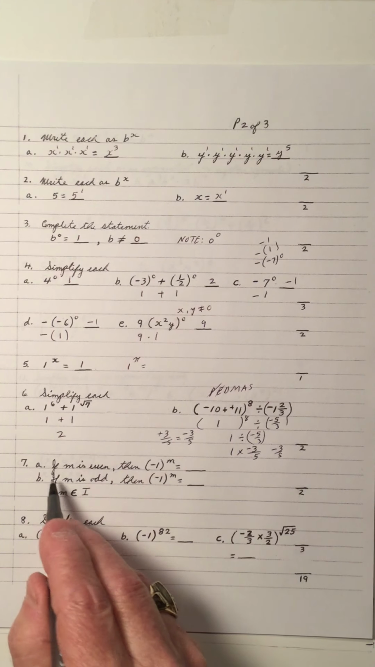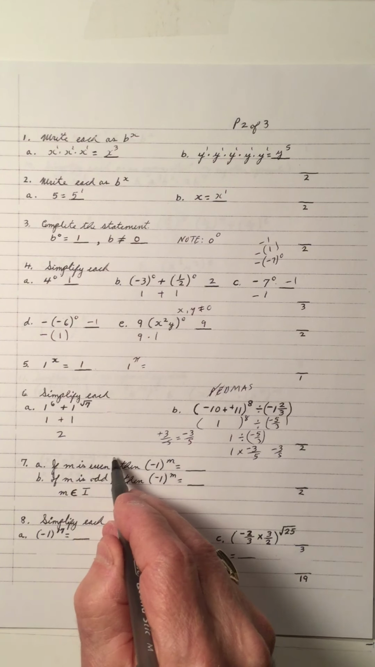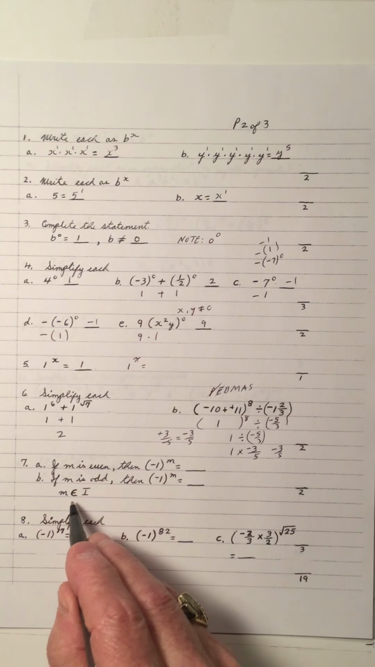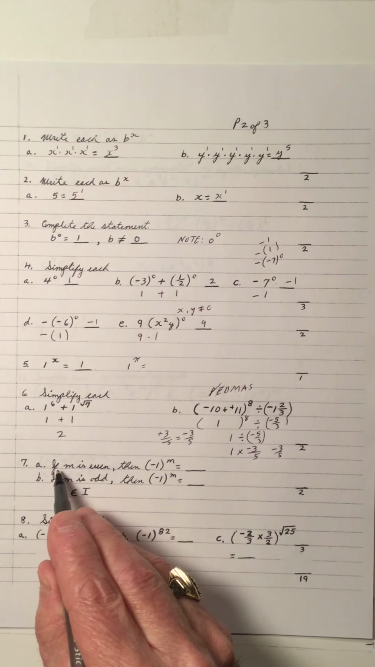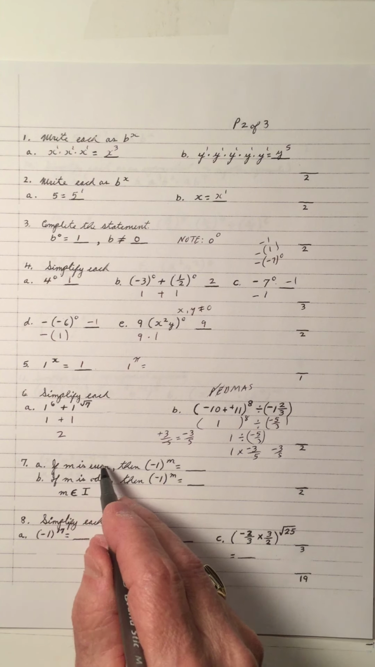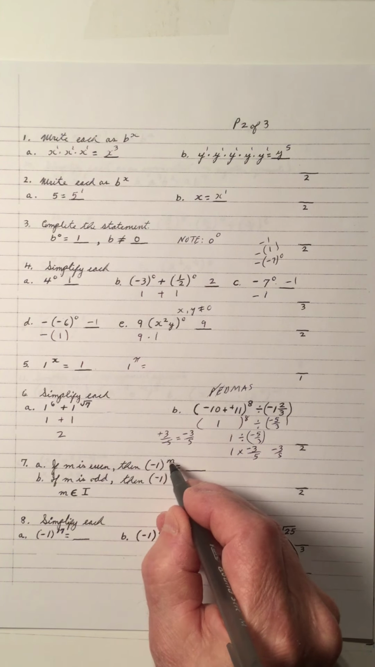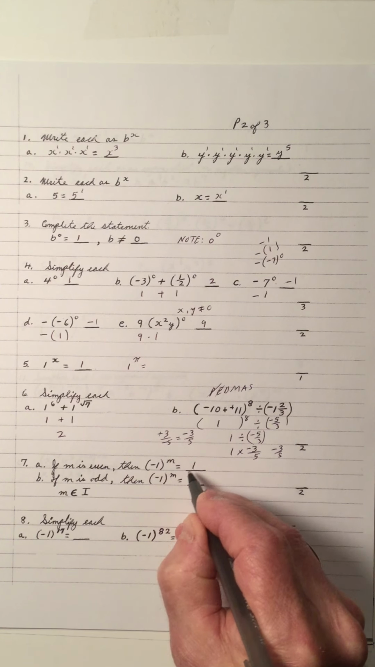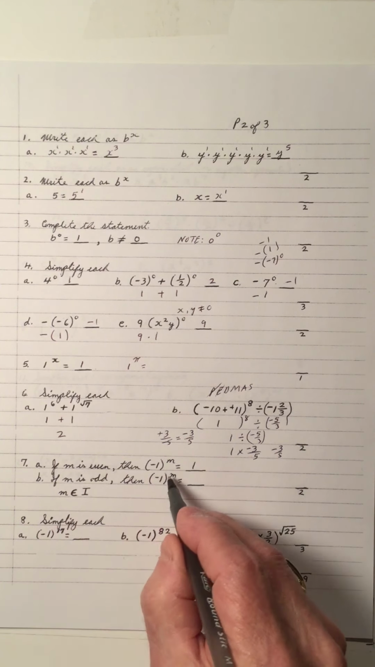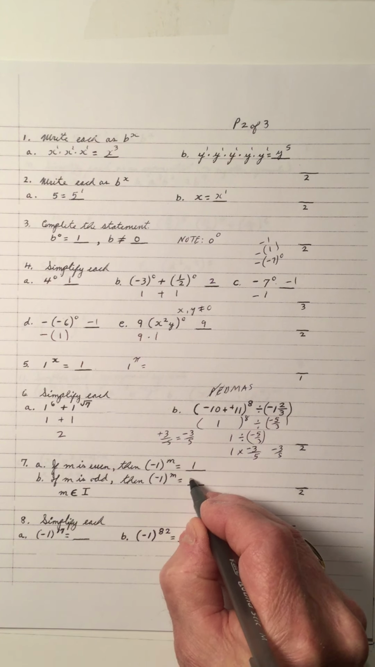Number 7a. Notice I forgot to put in that m belongs to the set of I, and that's the set of integers. If m is an even integer, then negative 1 to the m, if it's even, gives you 1. If m is odd, then negative 1 to an odd power is negative 1.